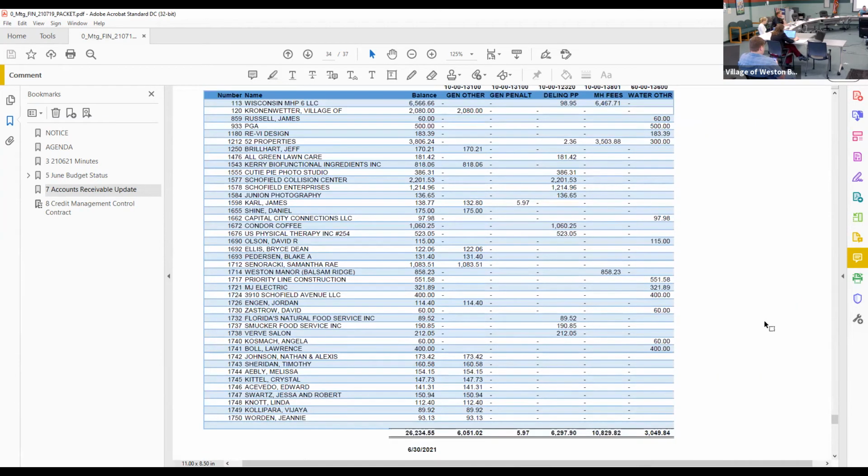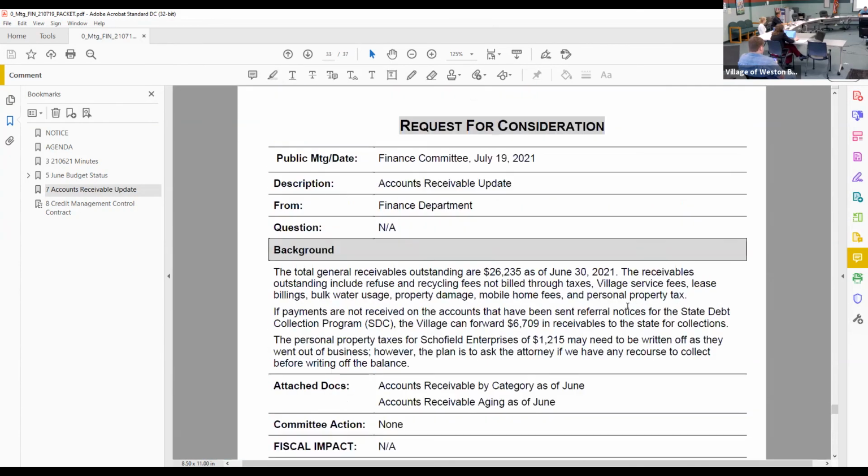So of our receivables, about 6,000 are related to personal property tax and 10,000 are mobile home fees. Then the rest is other and water, which ends up being about 9,000. You guys have any questions on the receivables?